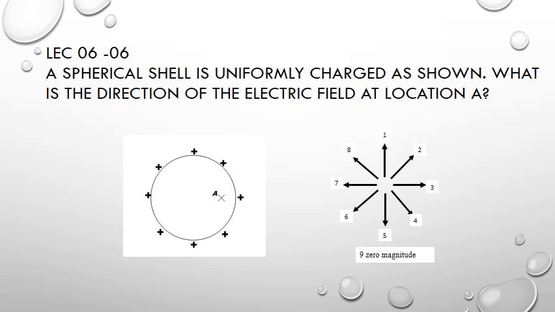Alright, if you've been paying attention to the last couple slides, you should have chosen the correct answer. At least I hope you should. The correct answer is 9. It's 0 magnitude because it's a uniformly charged shell. All the electric fields caused by all the charges on the surface cancel out while they're inside. So the electric field at A has to be 0.